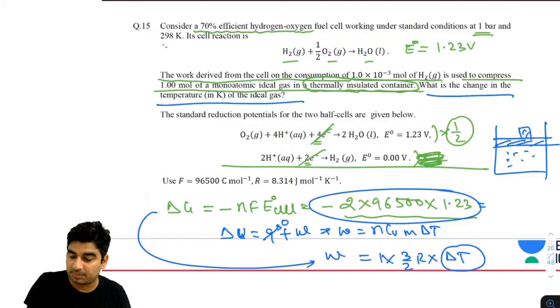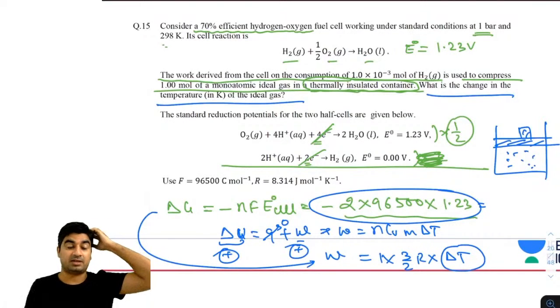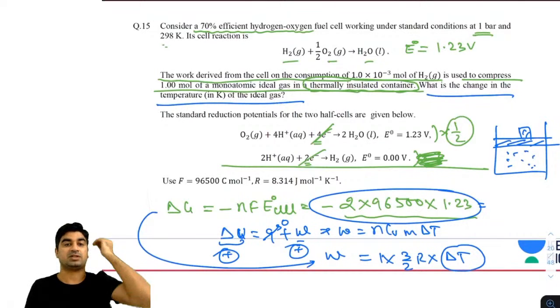So guys, when you are compressing that gas, work is done on the gas, positive. So delta U will be positive. It means temperature will increase, guys. So your delta T will be positive.